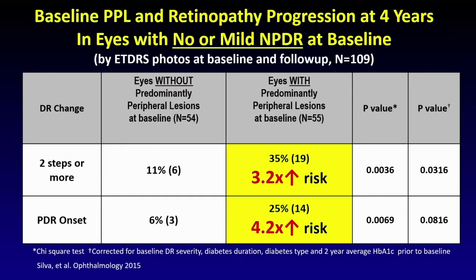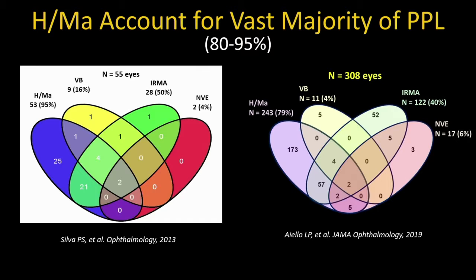The DRCR AA trial, of course, is ongoing, but there have been studies that have looked at retinopathy progression over 4 years in eyes with no or mild NPDR at baseline. Here's shown the original data in 109 eyes. In eyes with PPL at baseline, shown in the yellow column, 2 or more step progression was over 3 times more likely, and PDR onset was over 4 times more likely than those eyes that did not have PPL at baseline.